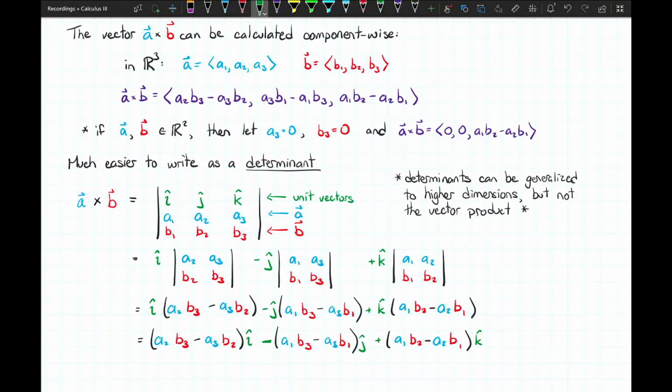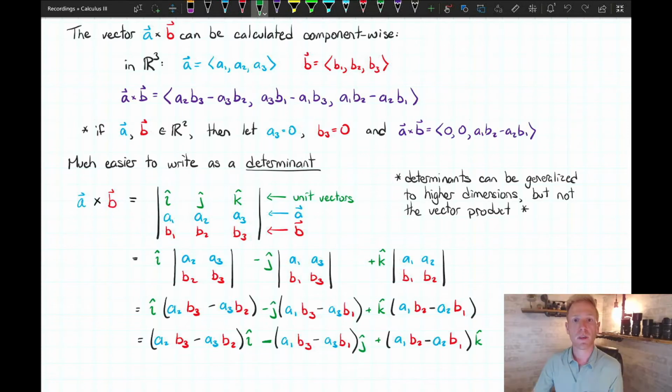Keep in mind that determinants can be generalized to higher dimensions. We can take the determinant of a 5 by 5 matrix in a similar way. However, we are only going to really need this for 3 by 3 matrices for the purposes of computing the cross product in R3. Now that you see how to calculate the cross product of two vectors in general in 3 dimensions, let's try this with actual values and do an example now.